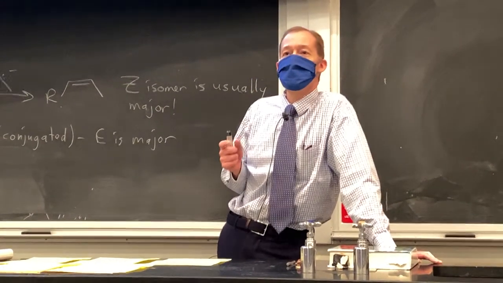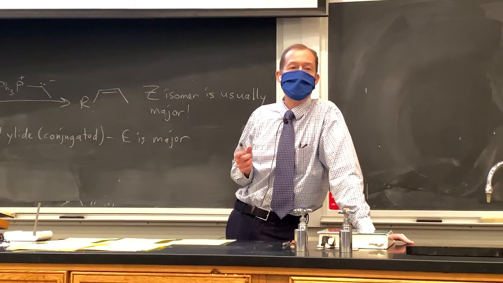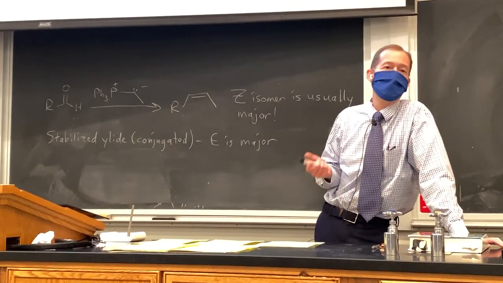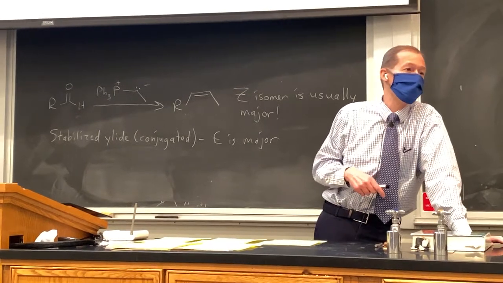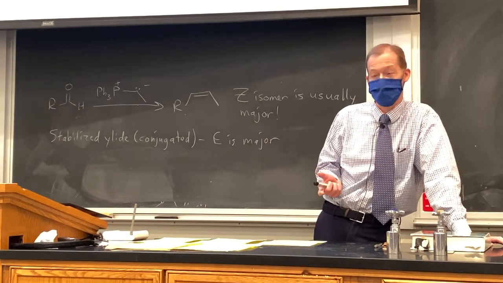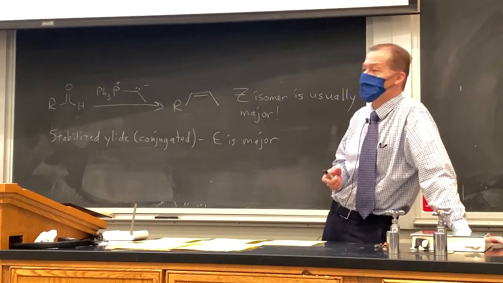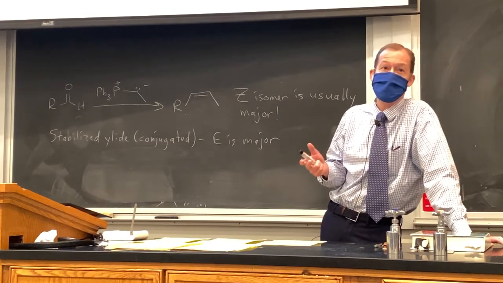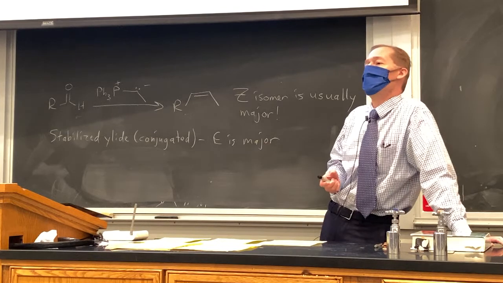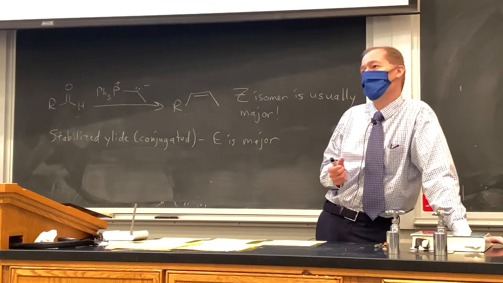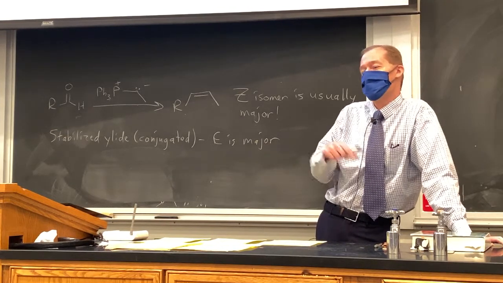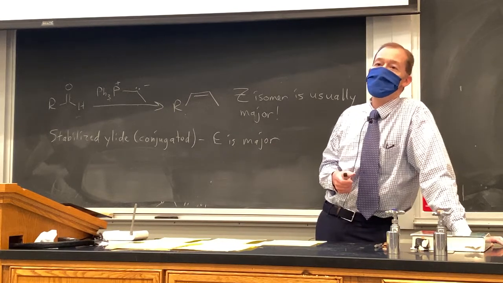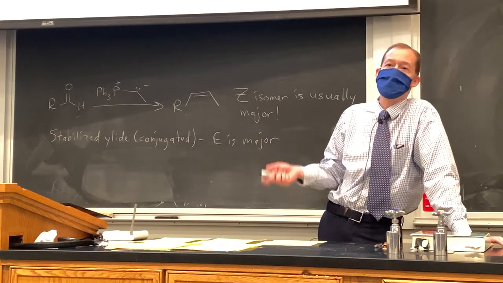So we need to first address an issue of the Wittig reaction that is kind of glossed over in the book, and that is stereochemistry of the alkene that is produced. We know that some alkenes can have E and Z isomers. These are diastereomers of each other. The book gives you an example where the E isomer is major and the Z isomer is minor. And unfortunately, that's the exception rather than the rule.